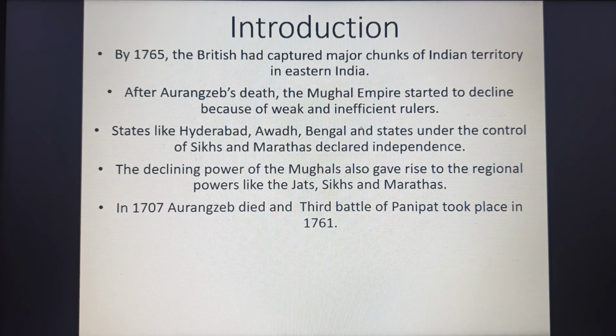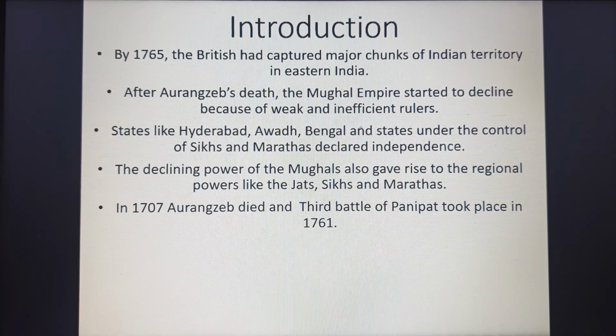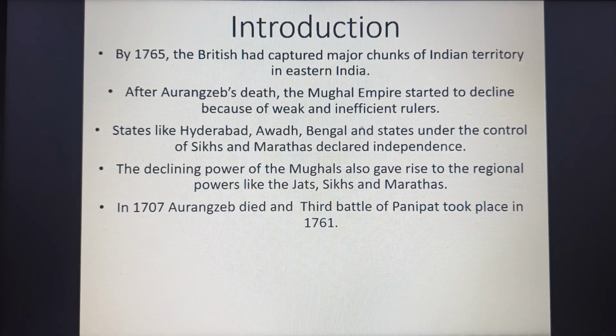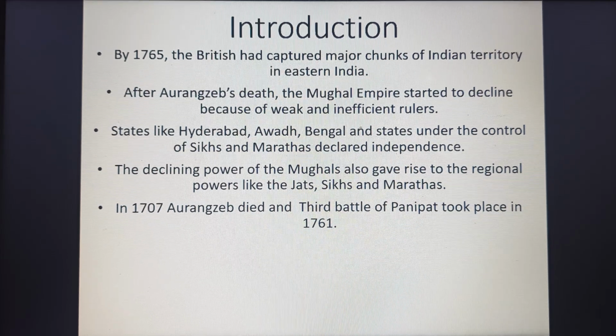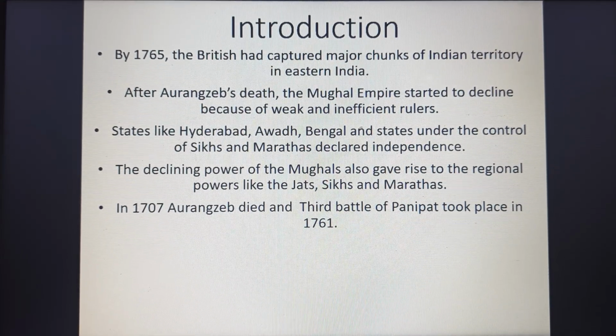The declining power of the Mughals also gave rise to regional powers like the Jats in the western part of India, Sikhs again in the western part of India, and Marathas in the central southern part of India. The area under Maratha control is the present-day Gujarat, Maharashtra, parts of Madhya Pradesh, and Rajasthan. These were the areas under Maratha control.